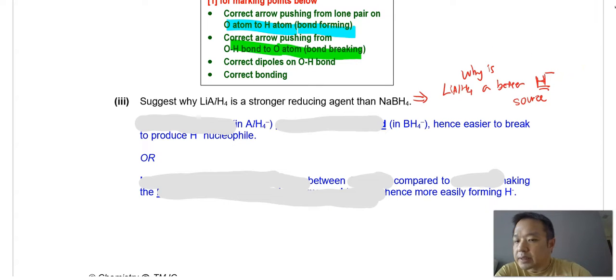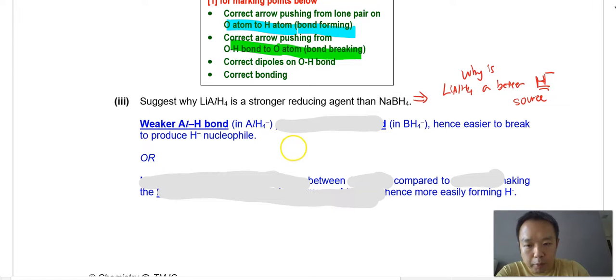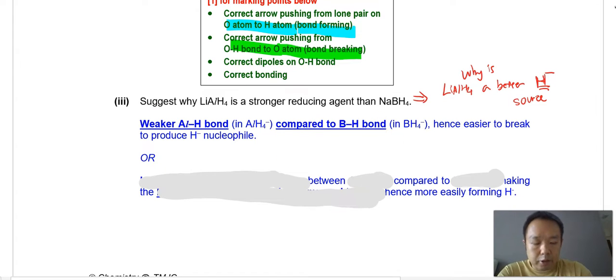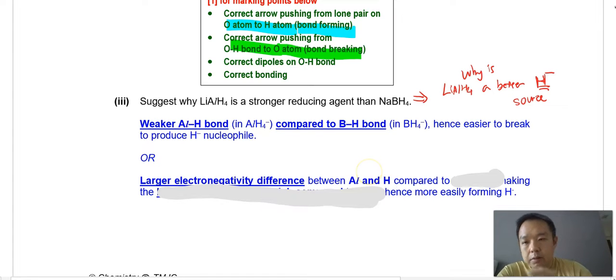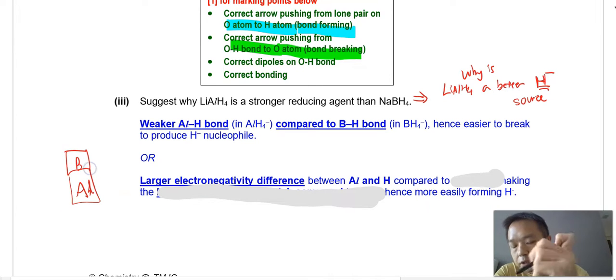First of all, we can consider something very simple, which is that in lithium aluminum hydride, the Al-H bond is weaker compared to the B-H bond. And therefore, it's easier to break the bond to provide the H minus nucleophile. Alternatively, we can also consider this in terms of electronegativity. Now, aluminum and boron are in the same group. In fact, this is their relative position in the periodic table. So down the group, we know that electronegativity decreases.